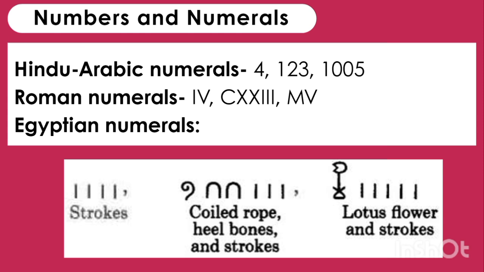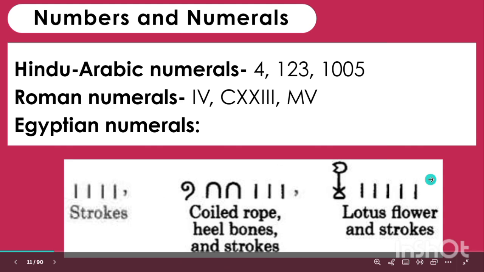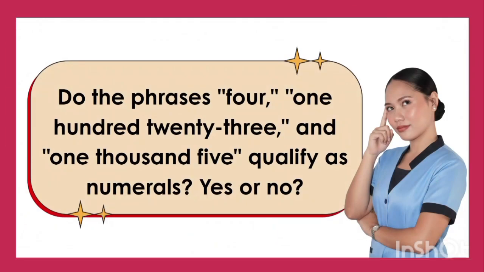We have the Hindu-Arabic numerals. Can you see this? This is the Hindu-Arabic numerals. While Roman numerals are represented by letters, Egyptian numerals have strokes. Okay? Do the phrases for 1, 423, and 1005 qualify as numerals? Yes or no? Of course, they qualify as numerals because they represent a number.